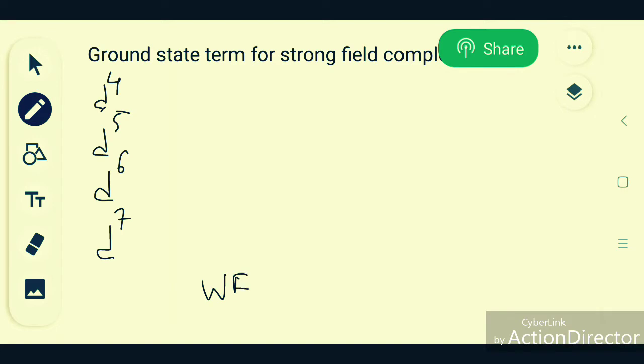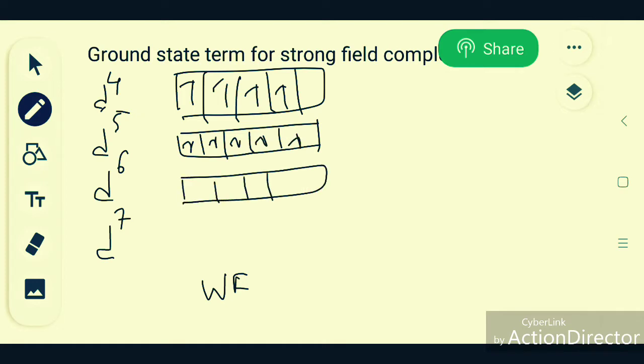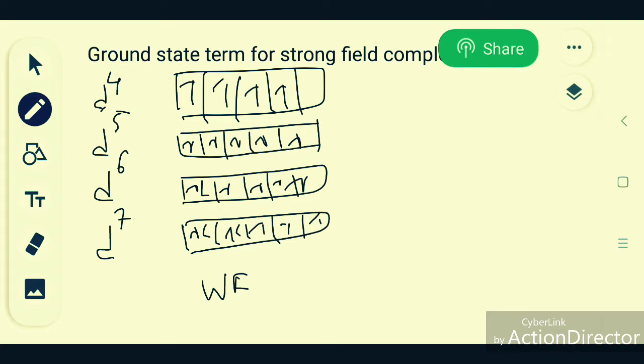In weak field, the electrons can be arranged in the five d orbitals like this. In the d5 configuration for a weak field complex, the electronic arrangement is like this. For the d6 configuration, the arrangement will be like this in weak field, and for the d7 configuration, it is like this. So it is different in weak field complexes and in strong field complexes.